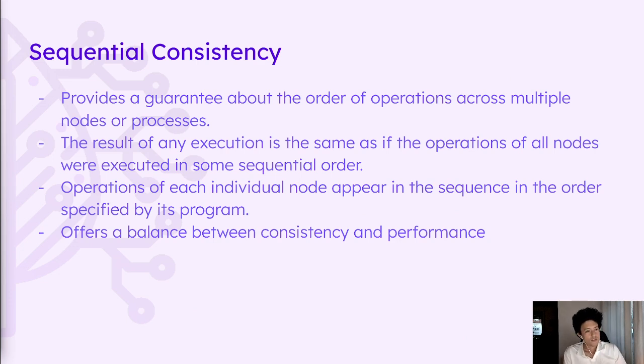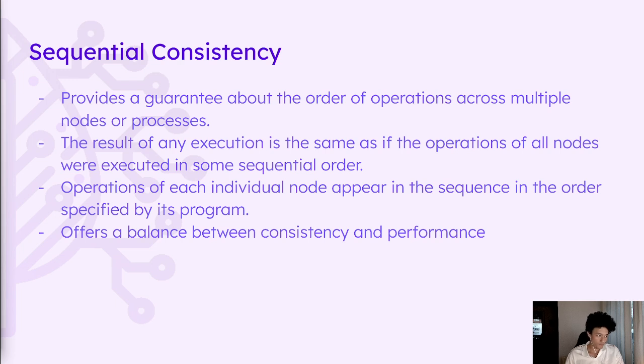We can move to sequential consistency, which is a different way to do things, a different level of consistency. This is a bit weaker than strict consistency. It guarantees the order of operations across multiple nodes or processes, and the results of all executions across nodes should be the same as if the operations of all nodes were executed in the same order. What we mean by this is that operations appear in some form of global order. But the most important thing is that every individual node sees the sequence in the order of its own program. So it's as if we have a relaxed strict consistency.